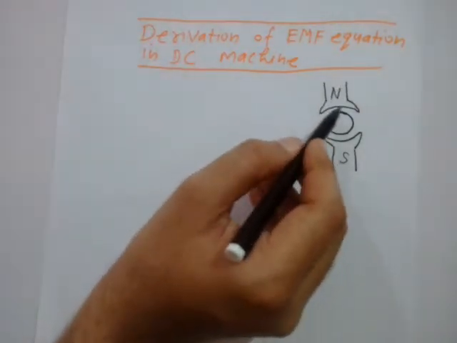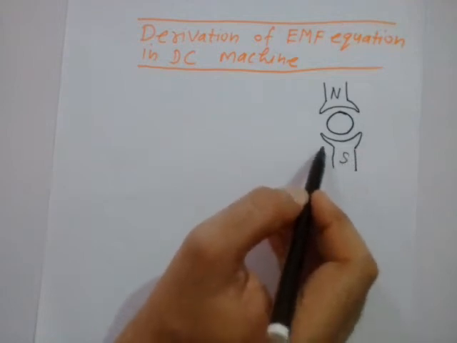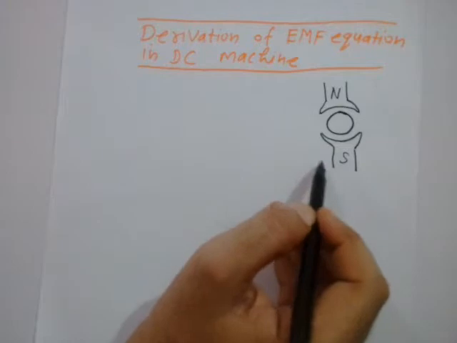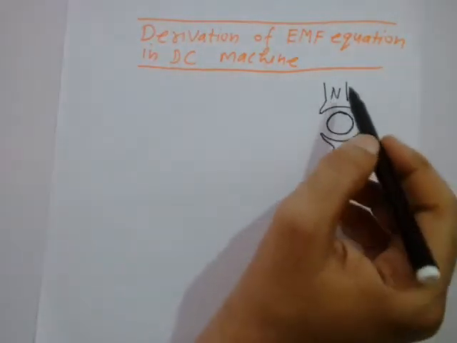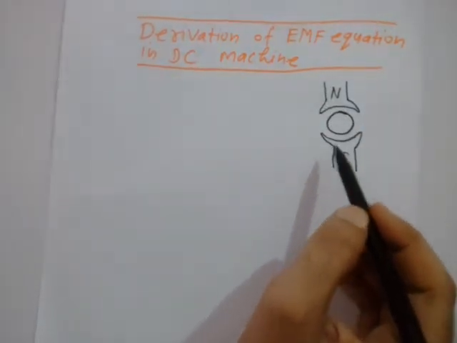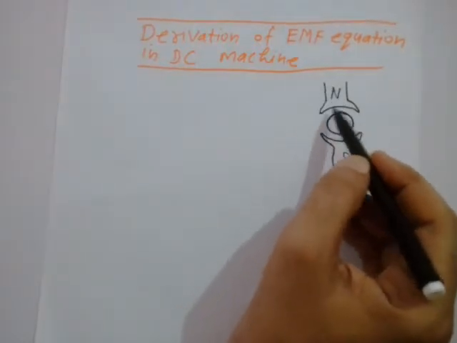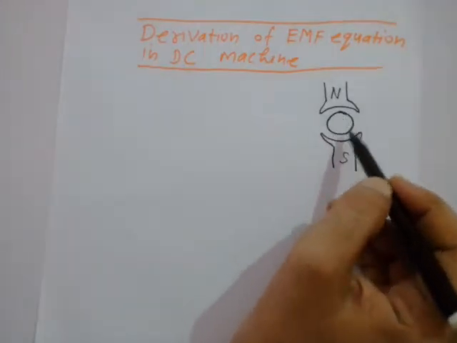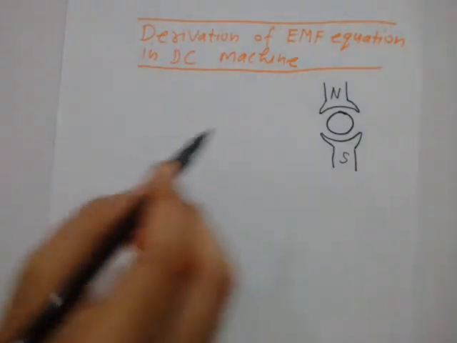So these field poles, this is the stationary part, right? So field winding is done on these field poles, right? This is one field pole, this is another field pole. These field poles are stationary, right? These field poles are a part of a stator, so stationary, right? Now this circle represents the rotor, right? This is a rotating element, all right?